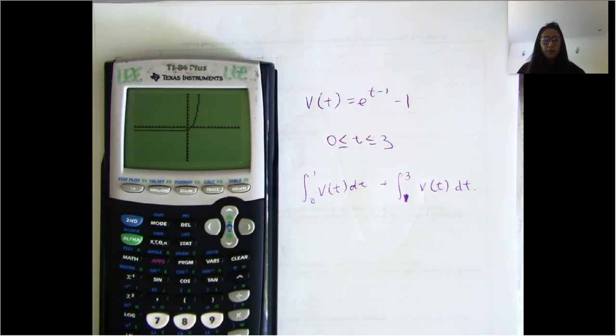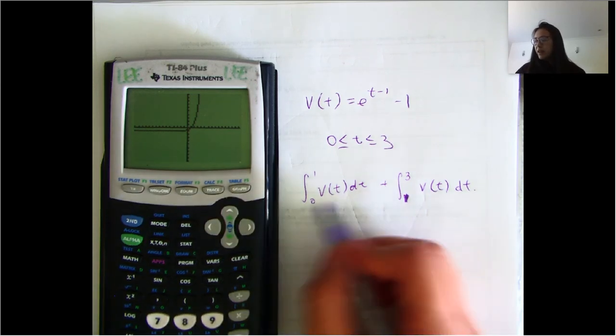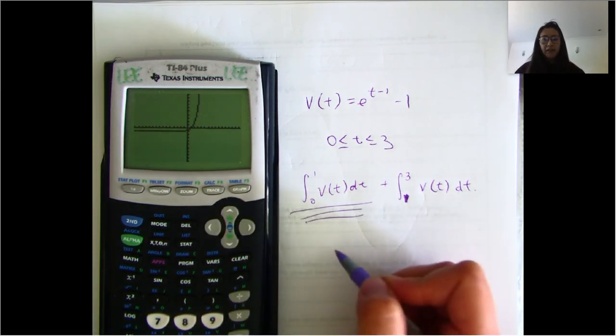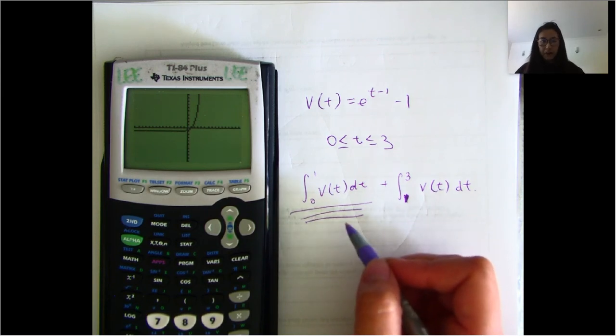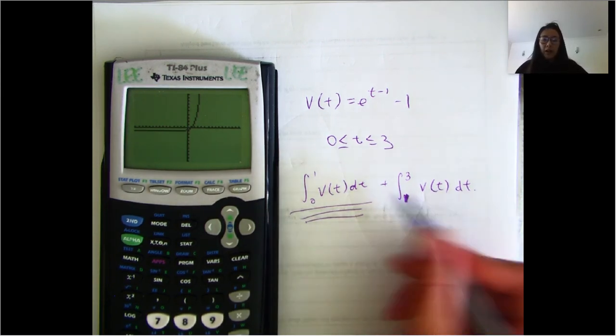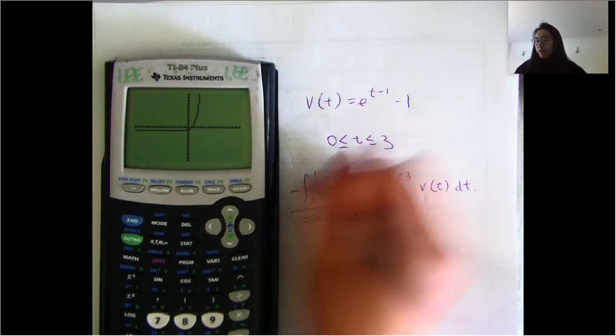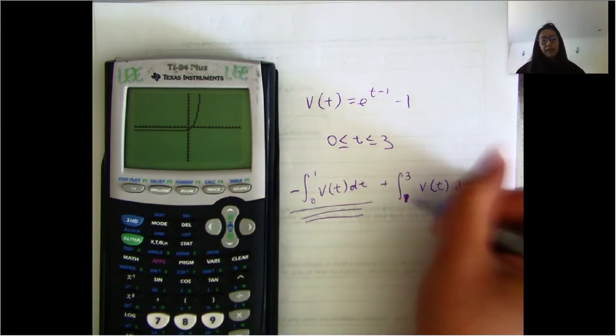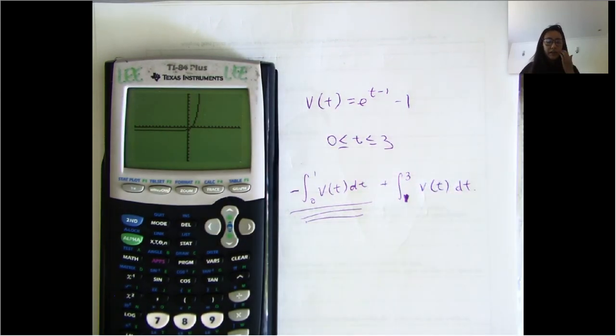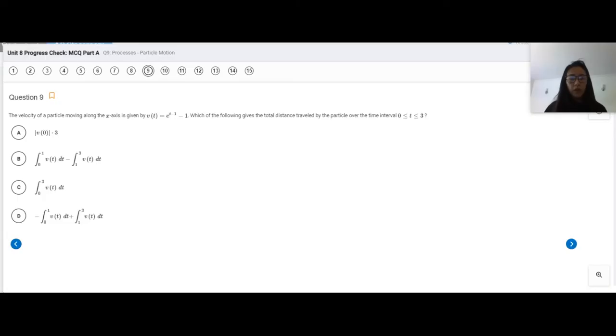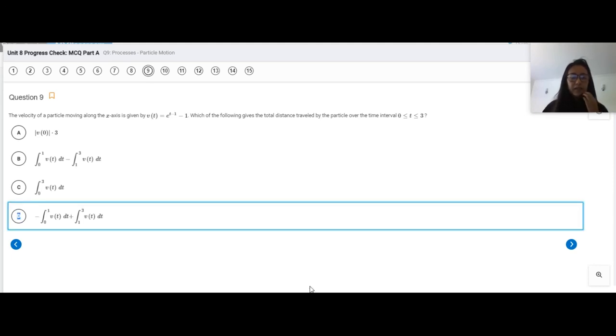And so the issue is that the area from 0 to 1 is negative, but you want to consider everything as positive. That's what the absolute value did. And so to undo the fact that this is negative, you have to make it negative. So we do negative of this and then plus this because this is already positive. And that basically does the absolute value for you. So looking back at the original question, what we'll want to do is have the negative be from 0 to 1, and so that would be answer choice D. Okay, so your answer for this one is answer choice D.